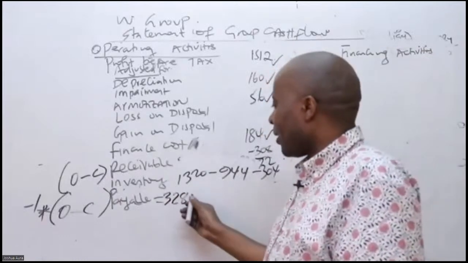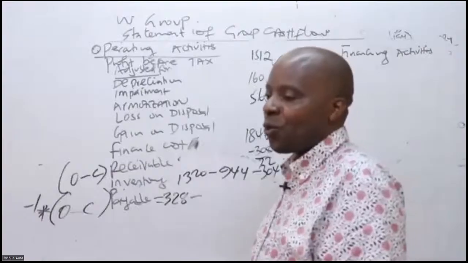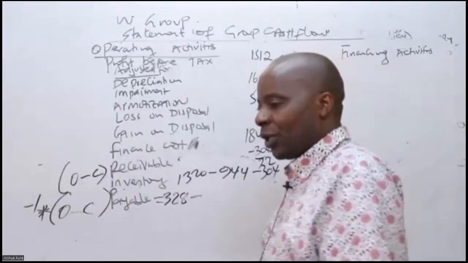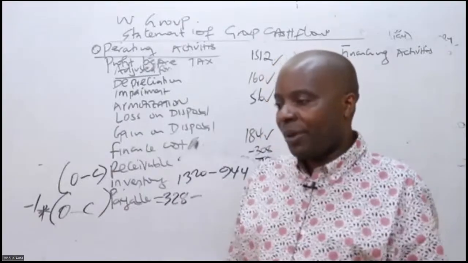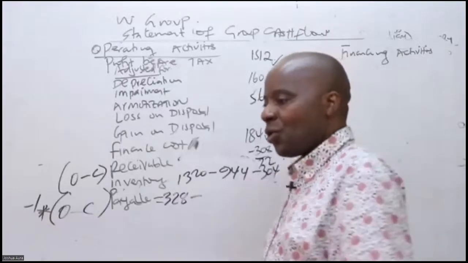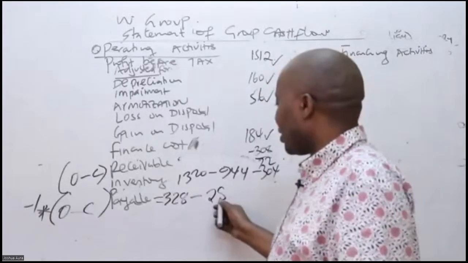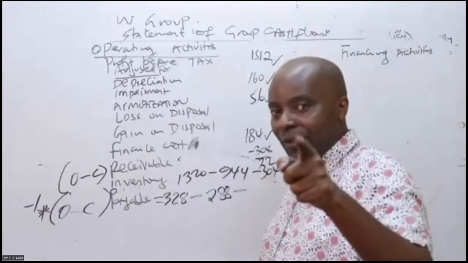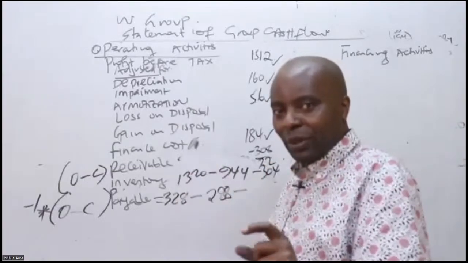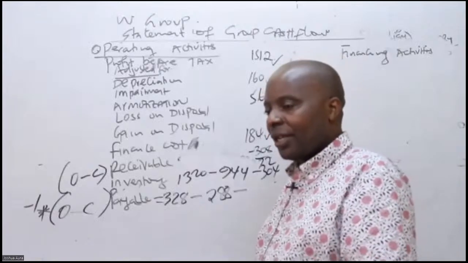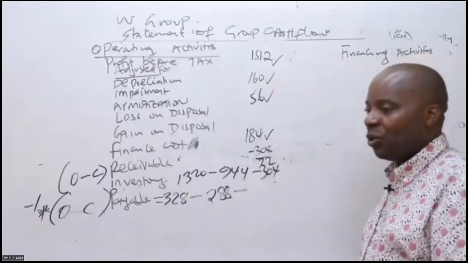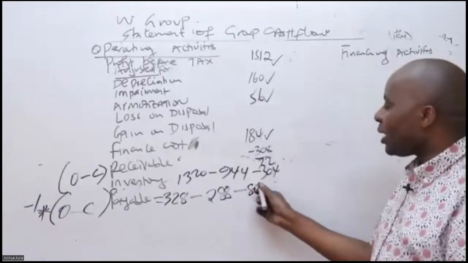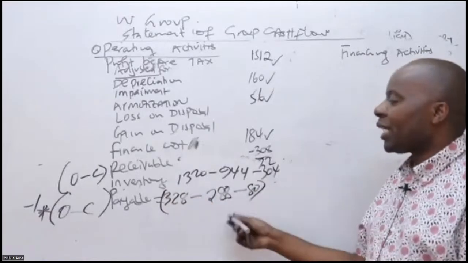328, minus, in this case, closing for 2022. Closing payable 2022, 288. And then the payables of the subsidiary that was disposed, don't capture it as a negative. I know it's negative, and negative means liability, but don't put it here as a negative, you'll confuse things. So the payable of the subsidiary that was disposed, are you able to see it somewhere? 80.